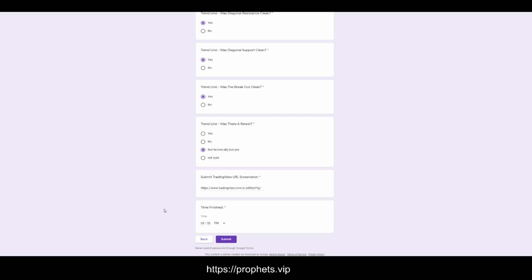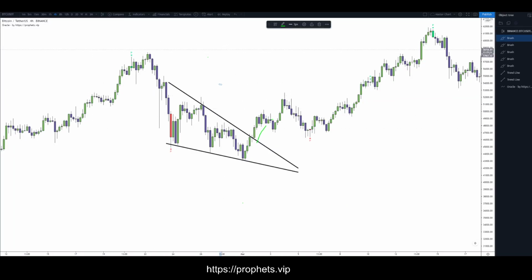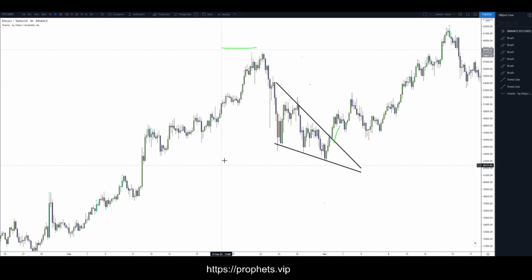I saw a couple of guys who actually went and found a bunch of falling wedges first, and then went through and smashed out the form. So instead of trying to find one and then fill out the form, they actually went and found a bunch of them and then filled the form out.